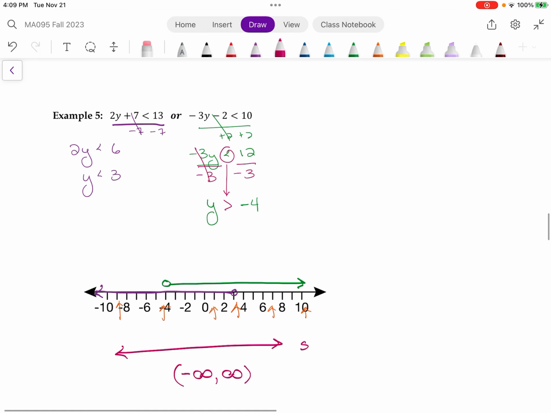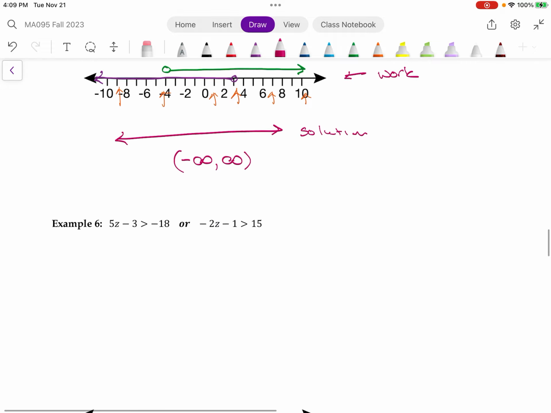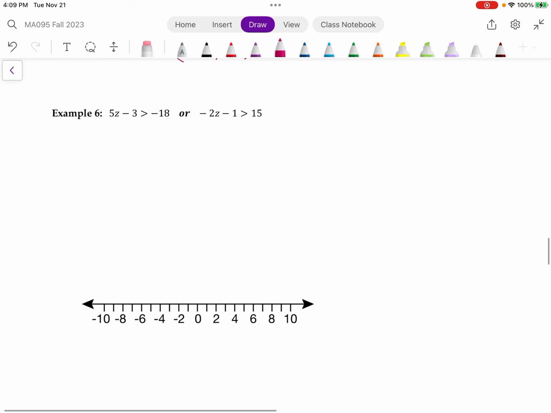All right, so this is my solution. If you're going to draw your solution, you want to draw this, not this one. This is just the work. So if you're putting your answer in My Open Math, you want to show the solution, which doesn't have any open holes in it. All right, so let's try this one.